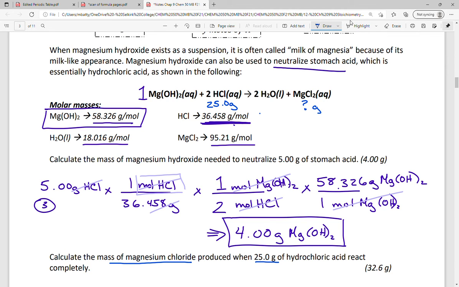is there to react. So again, this kind of maps it out. This is where we're starting. This is where we want to go. If we want to go between these, we can't go between masses. We have to go between moles. We need that mole to mole ratio.